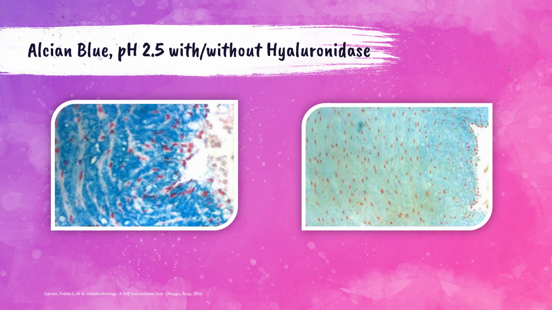The photo on the left-hand side of the slide here shows an umbilical cord tissue that is stained with Alcian blue with a pH of 2.5, and this one on the left has not been digested. The photo on the right-hand side of the screen shows the exact same tissue that is stained with the Alcian blue with a pH of 2.5 that has been digested with testicular hyaluronidase. So note the differences here. One's digested and one is not.